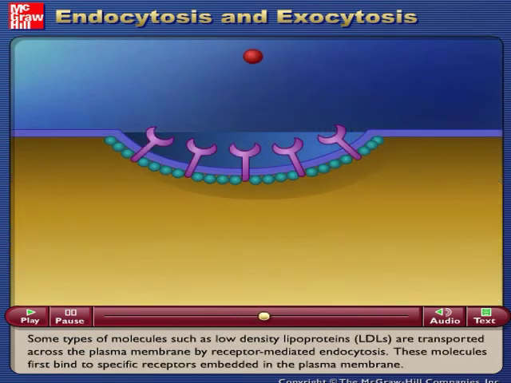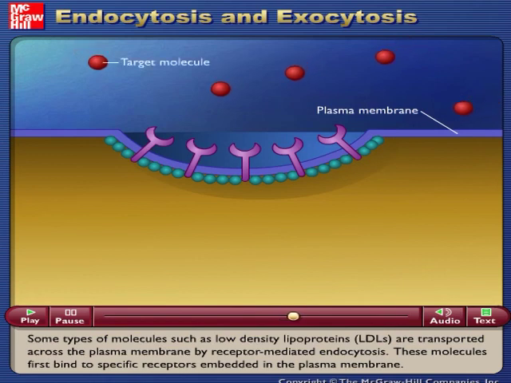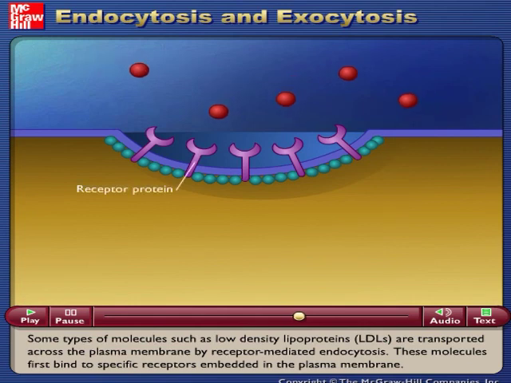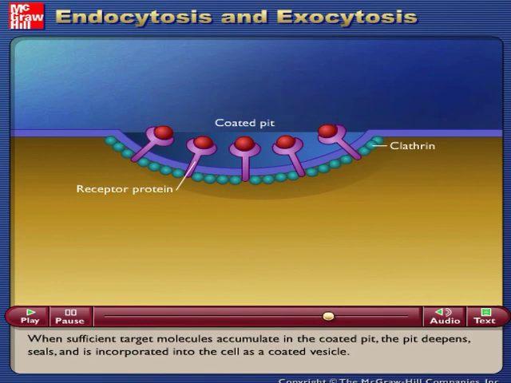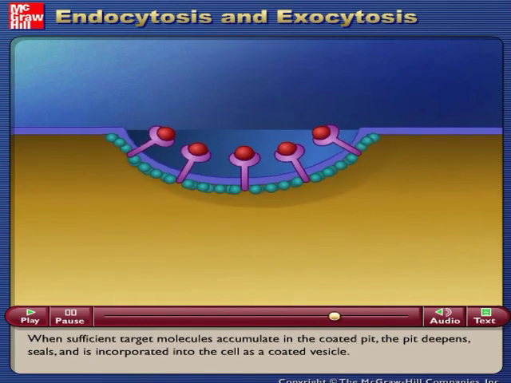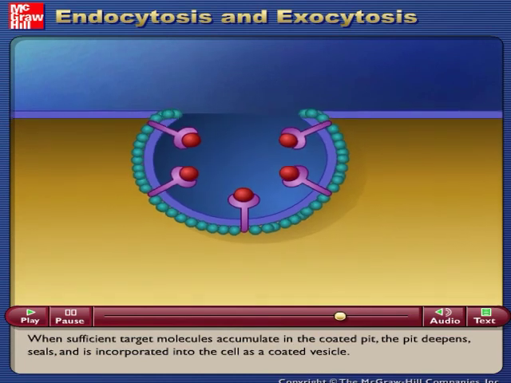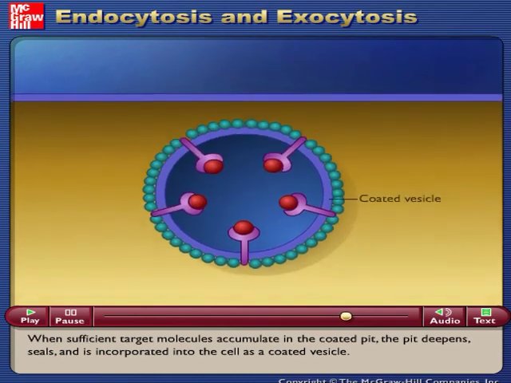Some types of molecules, such as low-density lipoproteins, LDLs, are transported across the plasma membrane by receptor-mediated endocytosis. These molecules first bind to specific receptors embedded in the plasma membrane. The receptor molecules are concentrated in an indented pit coated by the protein clathrin. When sufficient target molecules accumulate in the coated pit, the pit deepens, seals, and is incorporated into the cell as a coated vesicle.